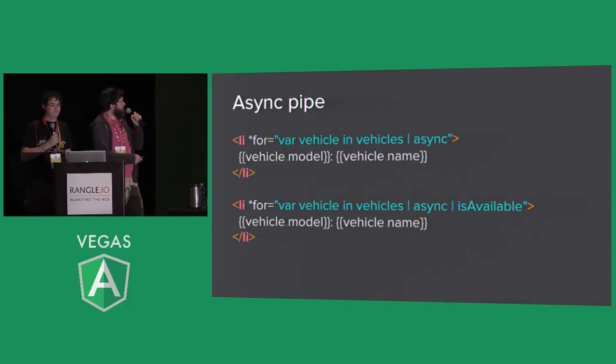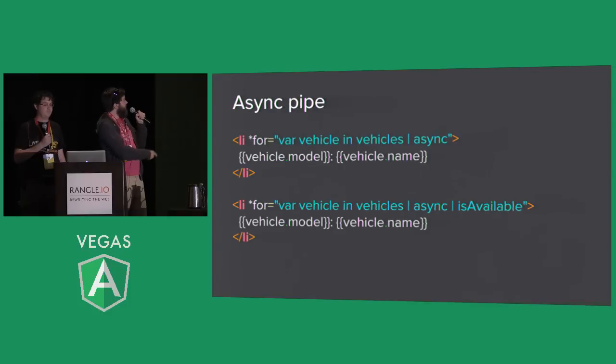But then we have this cool way of composing pipes together with the isAvailable example here, where I can pipe in the vehicles into async, and the output of that is just a list of vehicles. And the isAvailable pipe only shows the vehicles that I can actually rent right now.